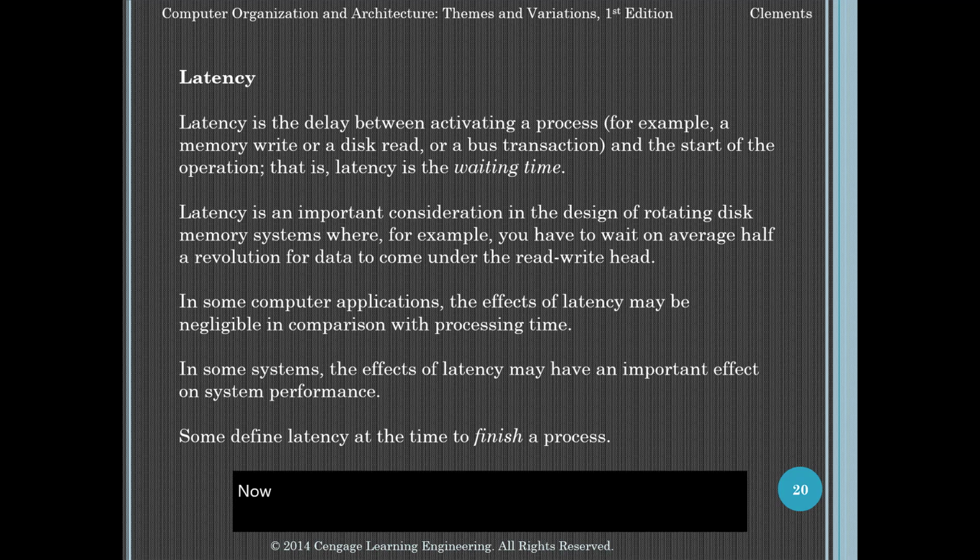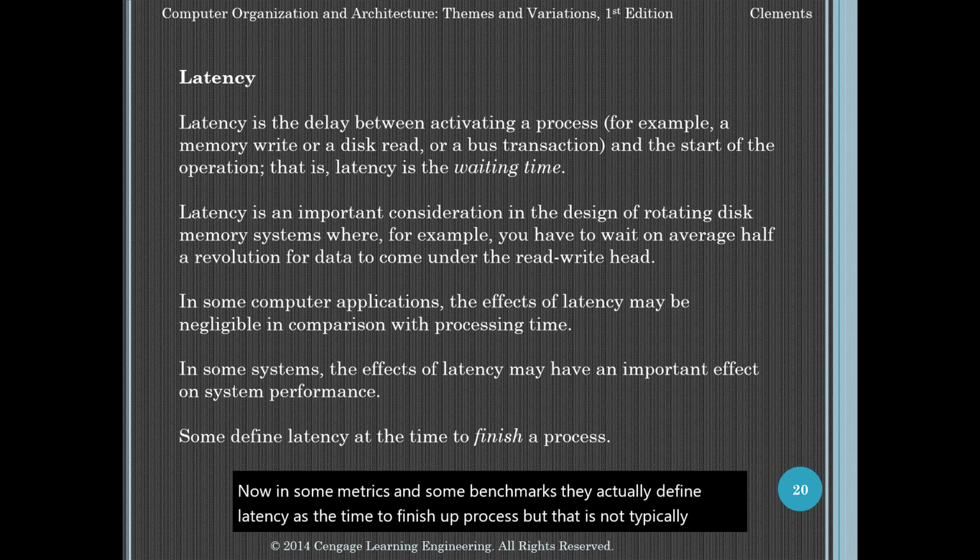Now, in some metrics and some benchmarks, they actually define latency as the time to finish a process, but that is not typically the accepted definition for how we should use latency.